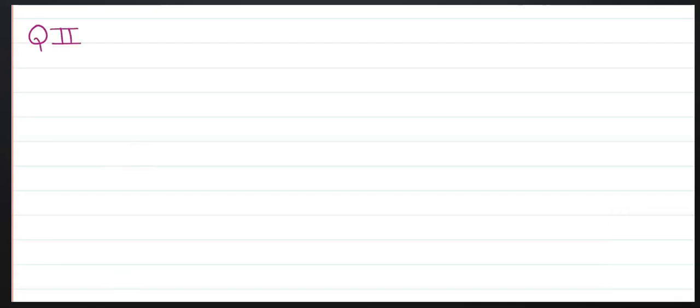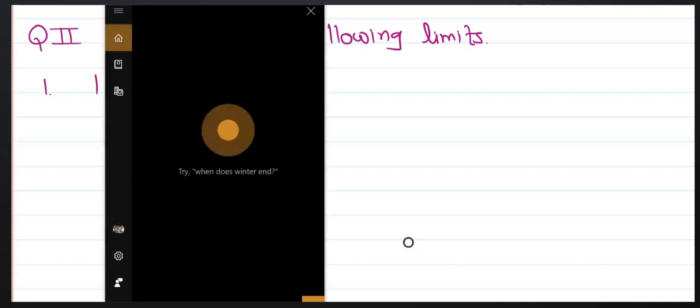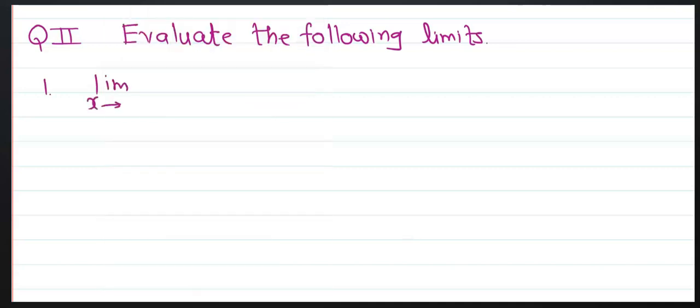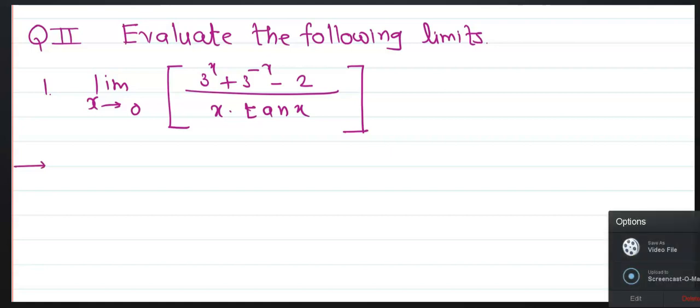Next is question number 2. Evaluate the following limits. Limit x tends to 0, 3 raised to x plus 3 raised to minus x minus 2 upon x tan x.